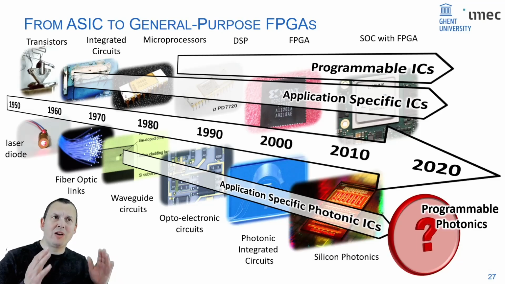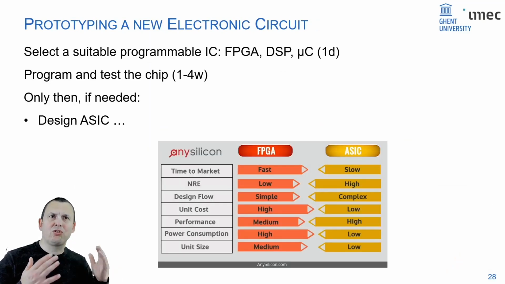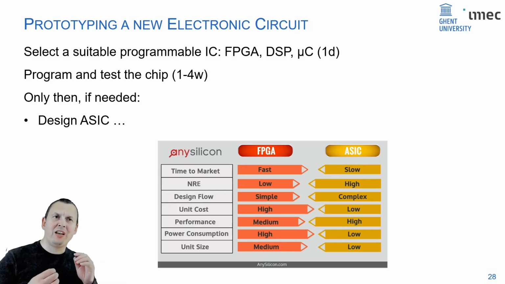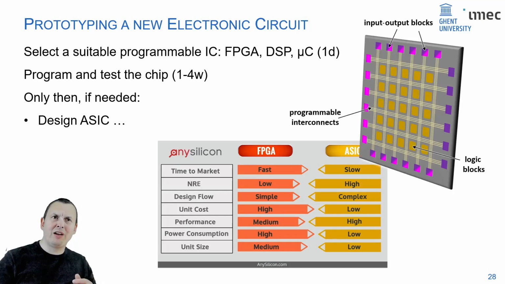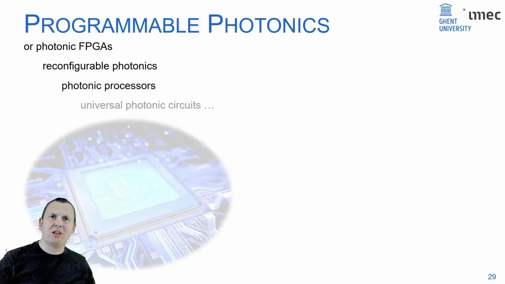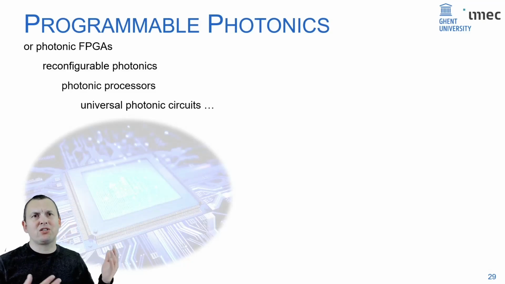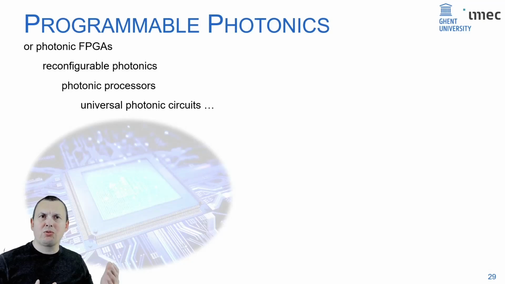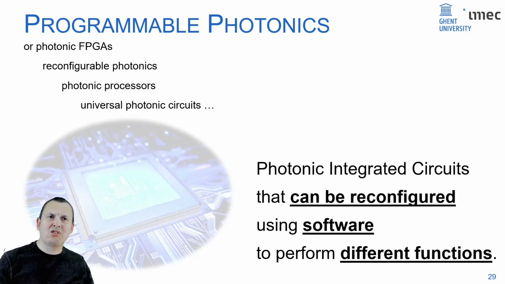And in electronics, this really works well. You have microcontrollers, you have FPGAs, digital signal processing. Essentially, you have hardware that you can, in software, reconnect and redefine its functionality to basically build a new function. In photonics today, we really need something similar. Programmable photonics: some people call it photonic FPGAs, reconfigurable photonics, photonic processors, universal photonic circuits. Essentially, photonic integrated circuits that can be reconfigured in software to perform a variety of functions.